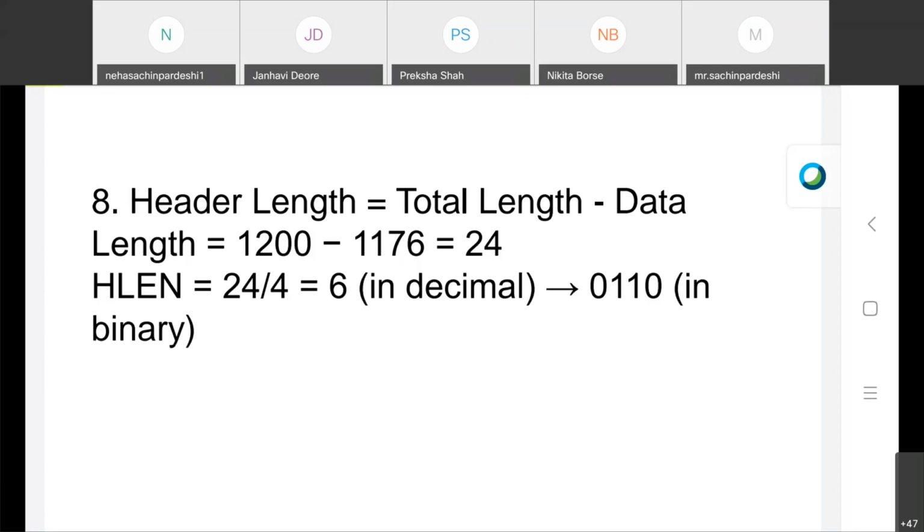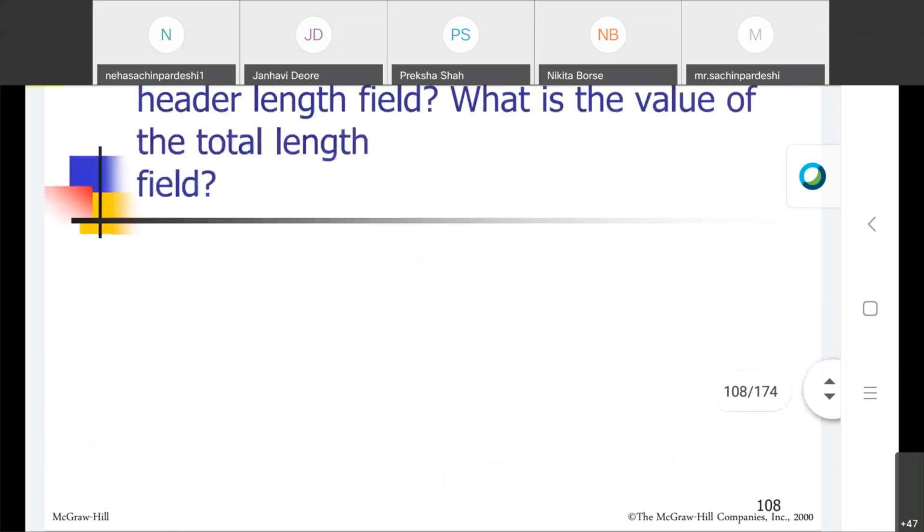So in binary, how can we write it? The header length is 24, so that value will be divided by 4. To get the header length, we have to multiply the field value by 4. Similarly, we have to divide by 4 to get the value that will be added in the 4-bit header length field. So 6. When you convert it into binary, 0110, this binary value will be added in the header length field.